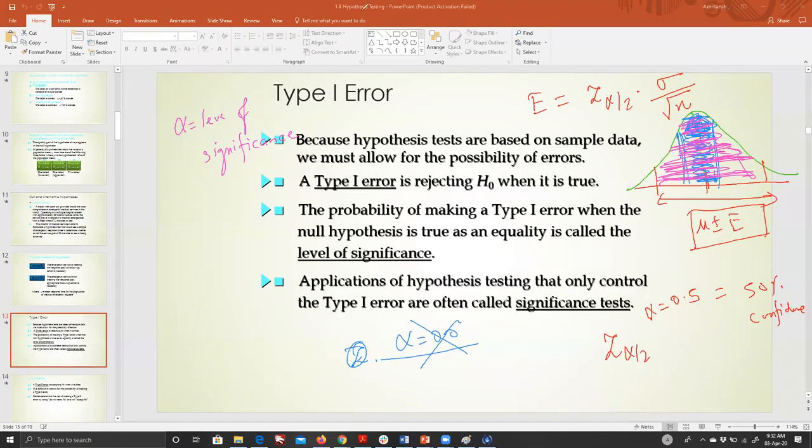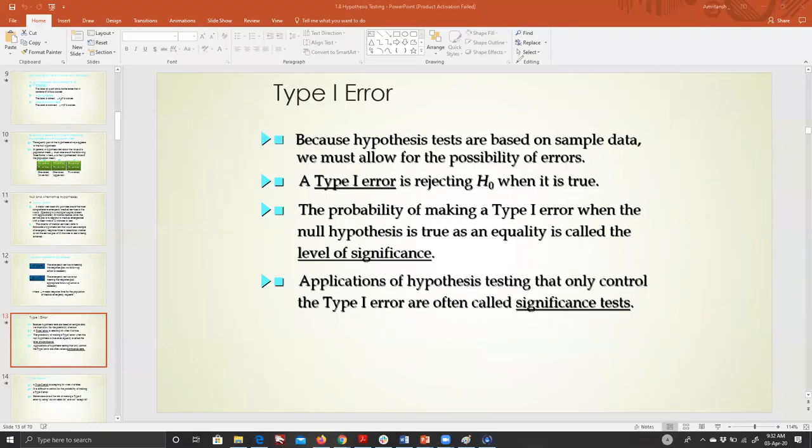Can you explain again, sir? Sorry, please explain again. How is the interval estimated? Confidence interval.